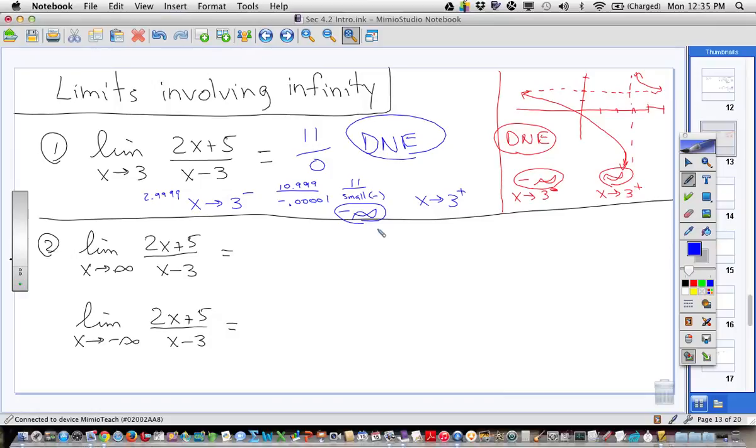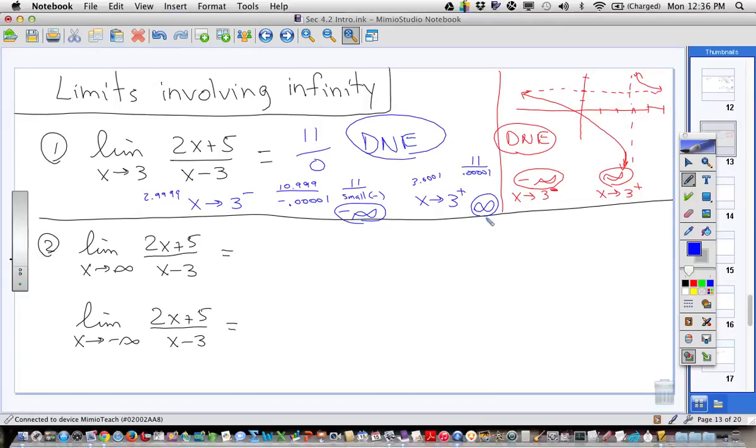Okay, and now, what would we do for 3 from the right? 3.0001. So we would plug in 2 times 3.001, which is a little more than 6, plus 5 is a little more than 11. Doesn't really matter, just call it 11. But the bottom is 3.001 minus 3. That's a very small positive. It'd be like 0.001. So 11 divided by a really small positive is a really big positive. Positive infinity. So we can get those same answers in blue as I got in red when I did the graph. We can get those same numbers by plugging values in.